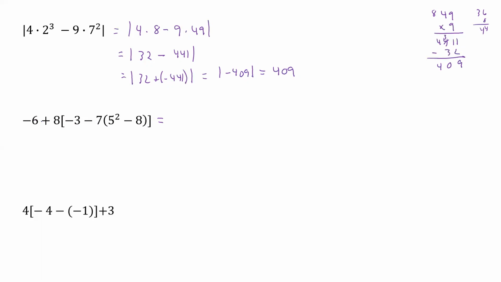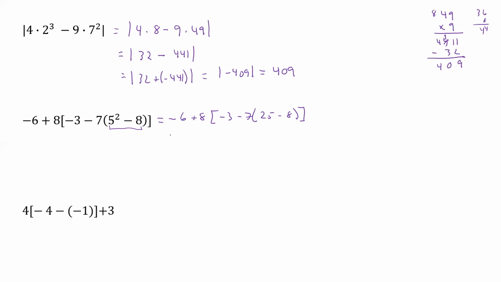So what am I going to do? Well, I'm going to try to work through inside out. So that means I'll have to do this first, and then times the 7, and then let's do all this subtraction. So let's just write it as we go. Minus 6 plus 8 times negative 3 minus 7 times, well, 5 squared is 25, and then we have minus 8, and that's about as far as we can get with this first go round. All we did was take that 5 squared and get 25.